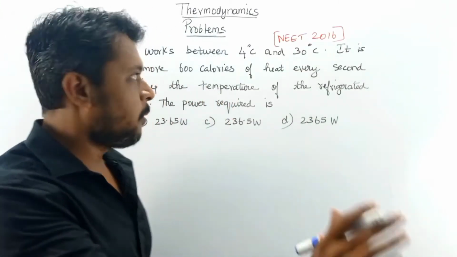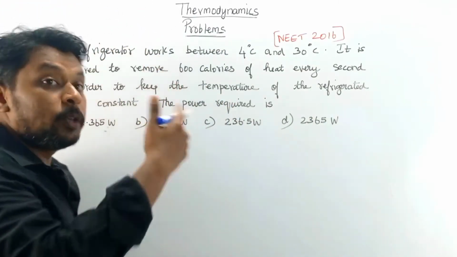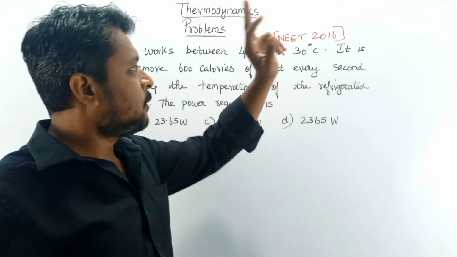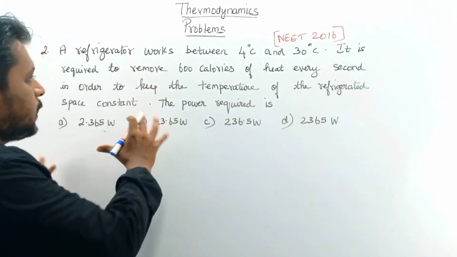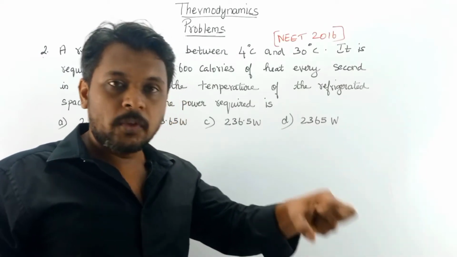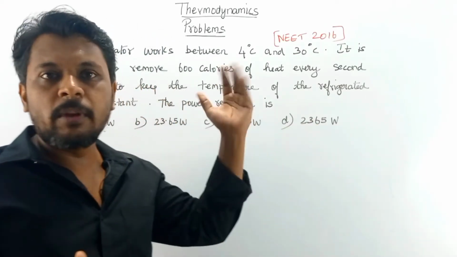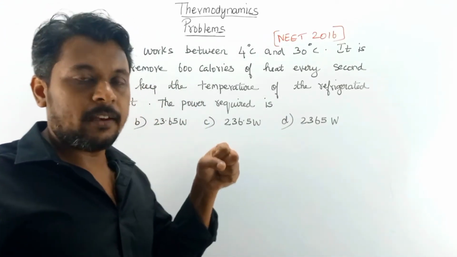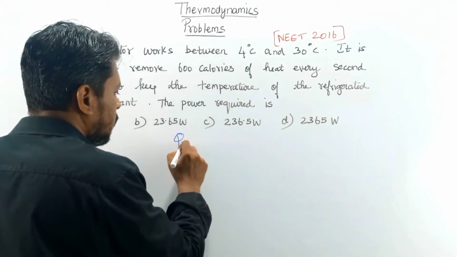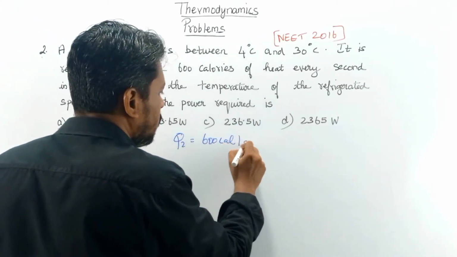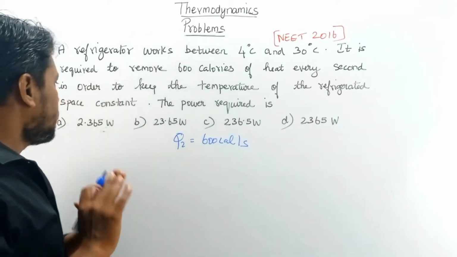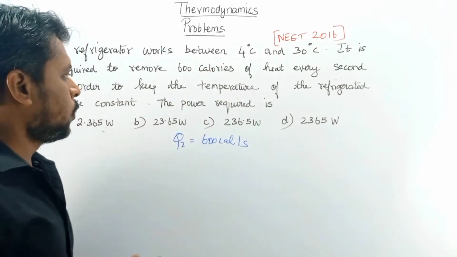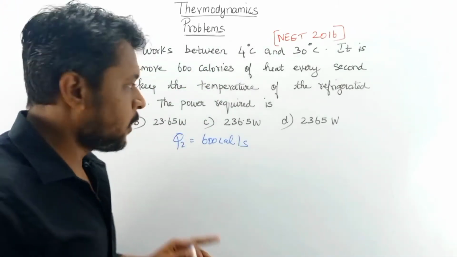Second problem. In this problem, given a refrigerator works between the temperature limits of 4 degrees Celsius and 30 degrees Celsius. So the low temperature is 4 and the high temperature is 30 degrees Celsius. The work of a refrigerator is to absorb heat. For that, work input will be given and some heat will be liberated to outside. Here we are removing 600 calories of heat every second. So the heat removed, Q2, is 600 calories per second, in order to keep the temperature of the refrigerator space constant. So what is the power required of the refrigerator?